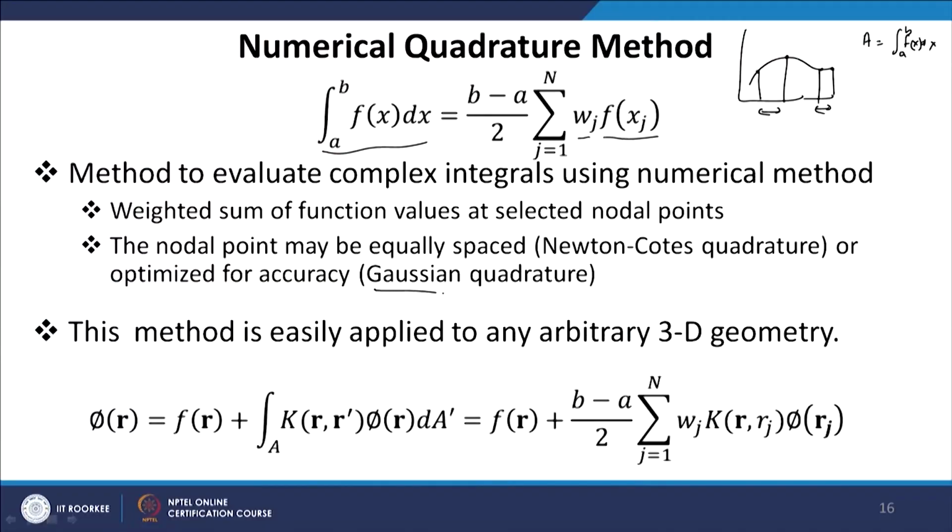if the location of these points is optimized based on either Legendre polynomial or Chebyshev polynomial, this method is called, accordingly, the Gauss-Chebyshev quadrature or Gauss-Legendre quadrature. In short, it is basically called the Gaussian quadrature. So, Gaussian quadrature is different from Newton-Cotes quadrature in the sense that the points used to evaluate this integral are optimized according to the problem.